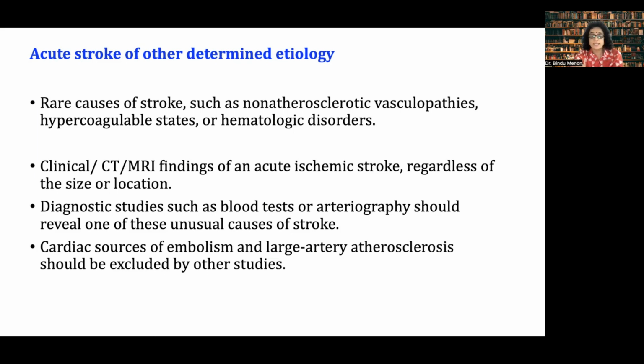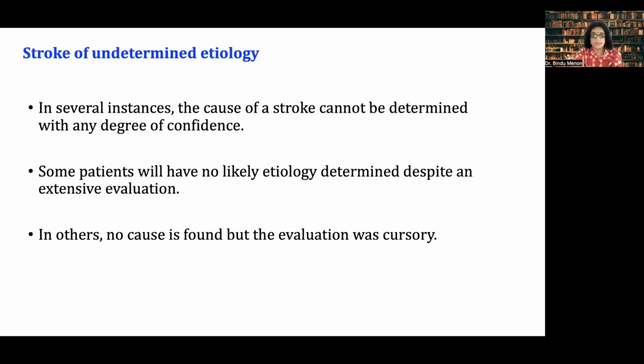Now, the clinical, CT and MRI findings are of an acute ischemic stroke, and there is no definition that the size should be more than 1.5 or less than 1.5. And we should have the relevant blood tests, the vasculitic profile, and the arteriography showing multiple stenoses suggestive of vasculitis, which should reveal one of these unusual causes of stroke. Cardiac source and the LAA should be excluded by other studies.